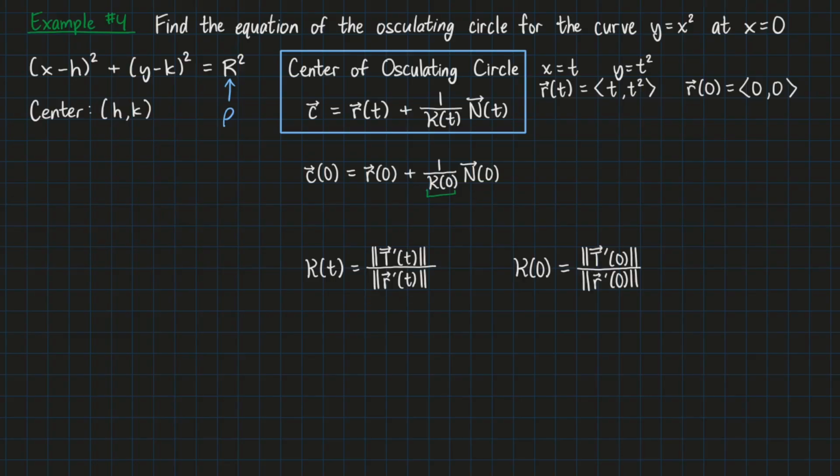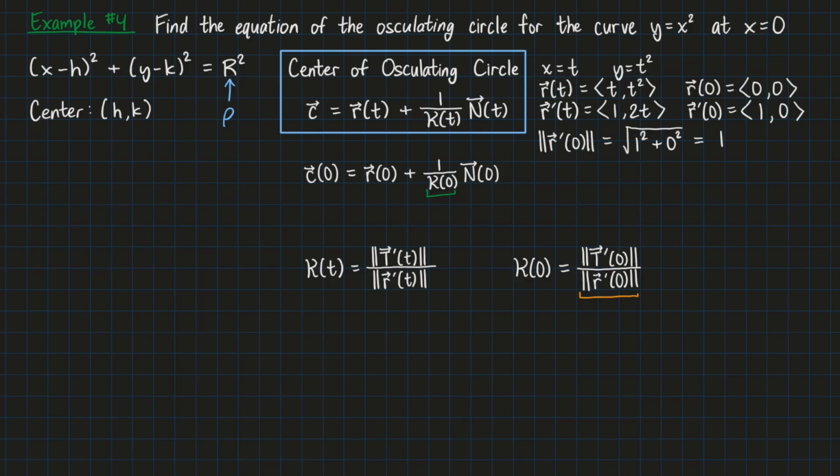So kappa of 0 equals the magnitude of T prime of 0 over the magnitude of r prime of 0. We can find the magnitude of r prime of 0 right now. R prime of t equals ⟨1, 2t⟩, so r prime of 0 equals ⟨1, 0⟩, and then the magnitude of r prime of 0 equals 1. We also want to know what the magnitude of T prime of 0 is.